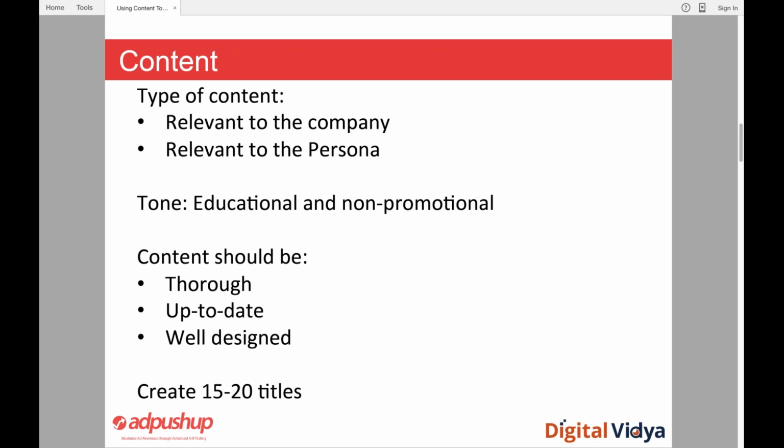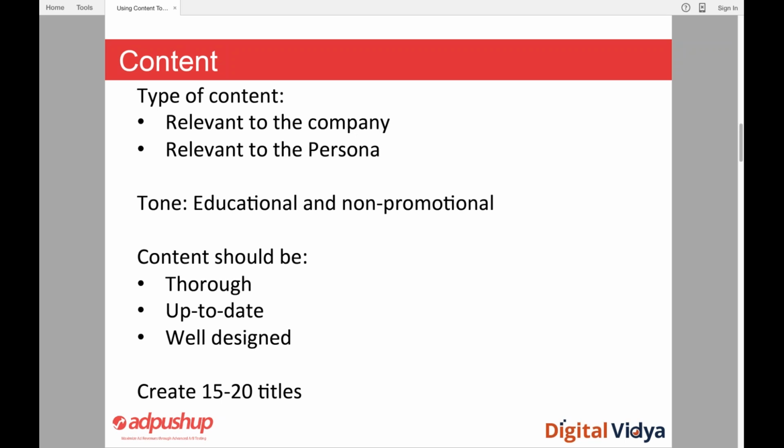So when we came back and tried to understand the problem again, what we realized is that while that content was very, very interesting, it had a lot of sharing going on, it had a very good viral coefficient, but the problem was that it was not very relevant to our persona. So it is very important to create content which is relevant to your company, to what you're doing.